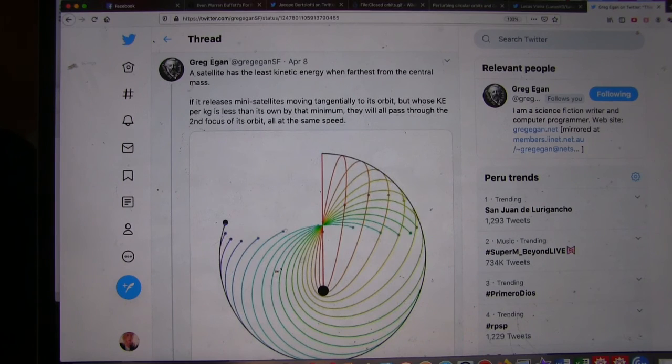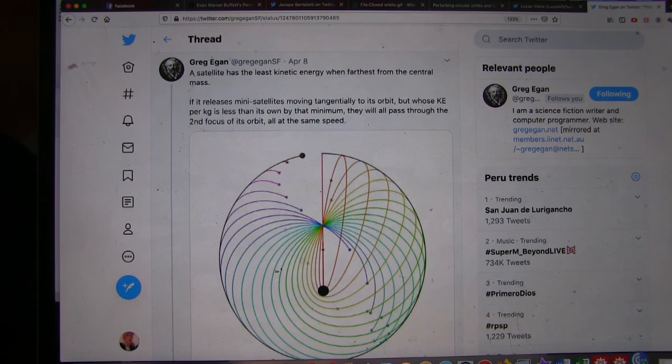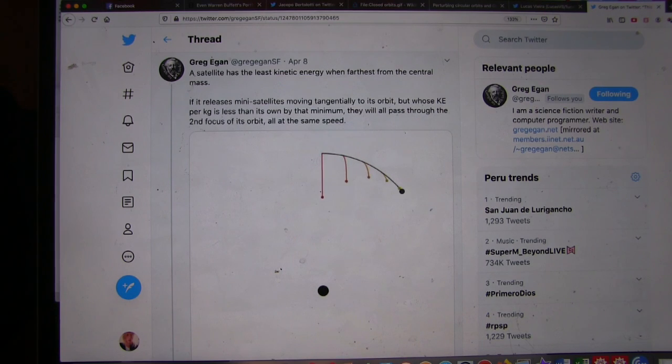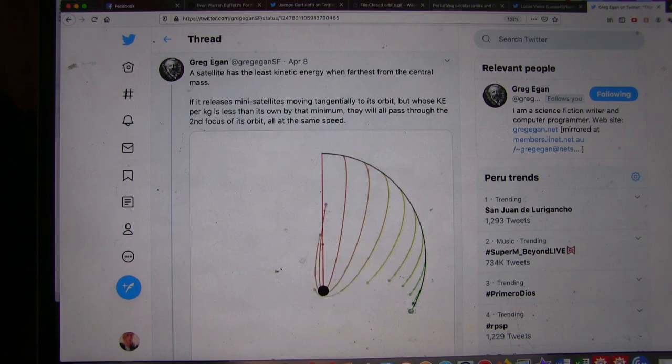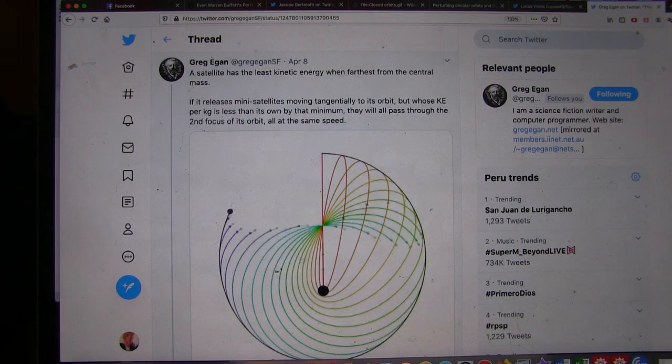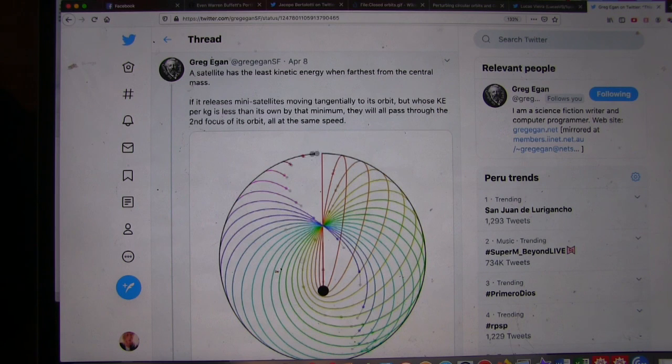A satellite has the least kinetic energy when farthest from the central mass. If it releases mini satellites moving tangentially to its orbit, but whose kinetic energy per kilogram is less than its own by that minimum, they will all pass through the second focus of its orbit, all at the same speed.